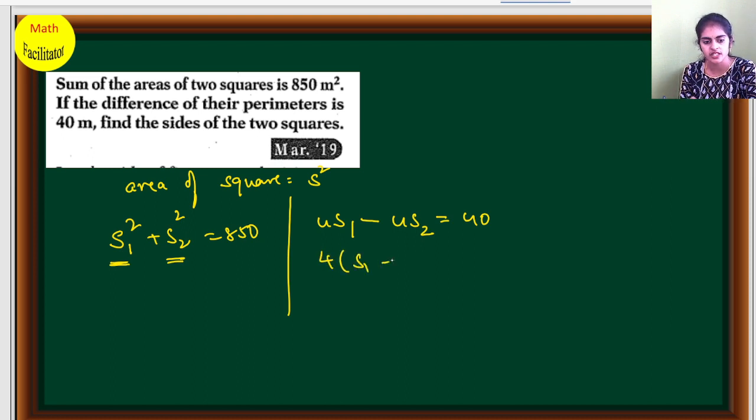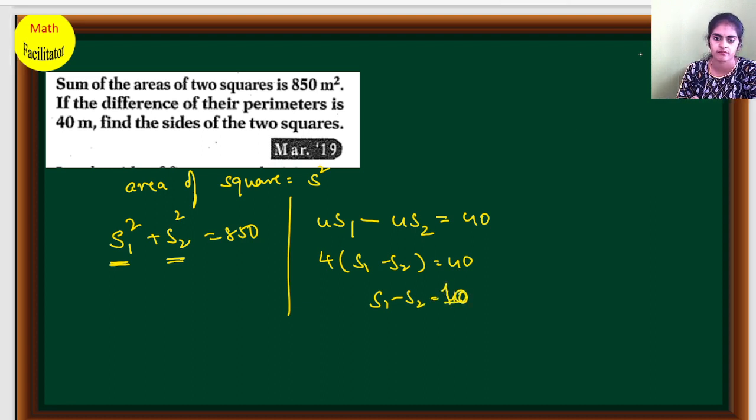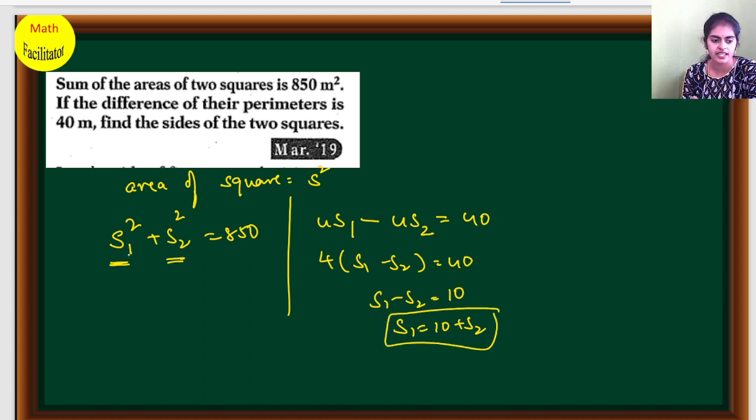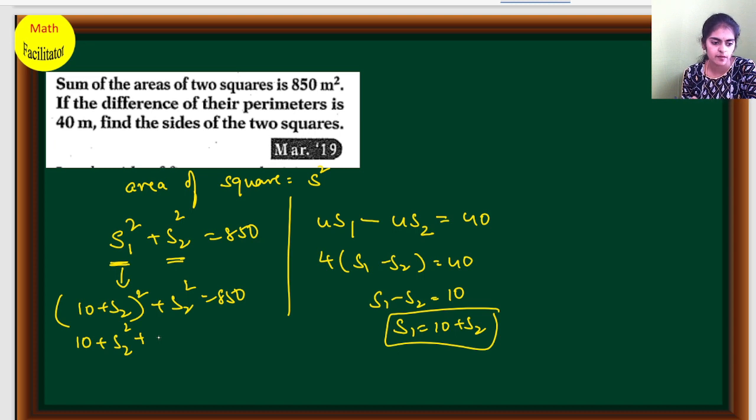4 I can take common, so s1 minus s2 I'm getting as 40. So s1 minus s2 I'll get as 40 divided by 4, which is 10. You will get a 10 here. So s1 I can write as 10 plus s2. So this condition please substitute here. So s1 I can write as 10 plus s2 and you have s1 square plus s2 square equal to 850. So 10 plus s2 whole square, it is a plus b whole square, plus 2ab. So 2 into 10 into s2 is 20 s2, plus s2 square equal to 850.